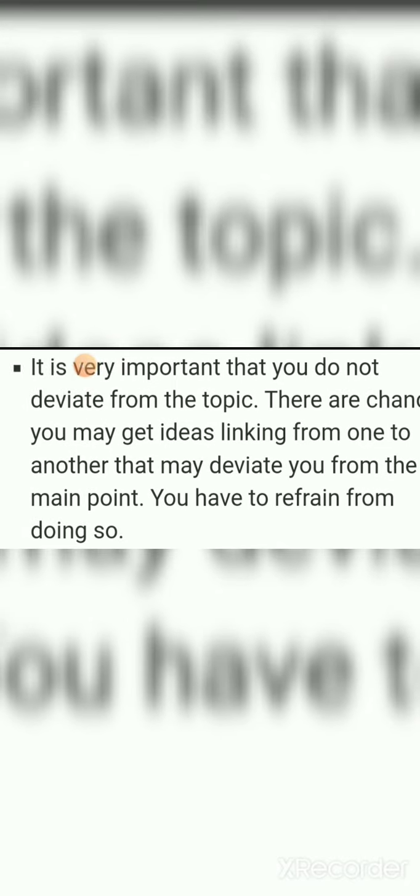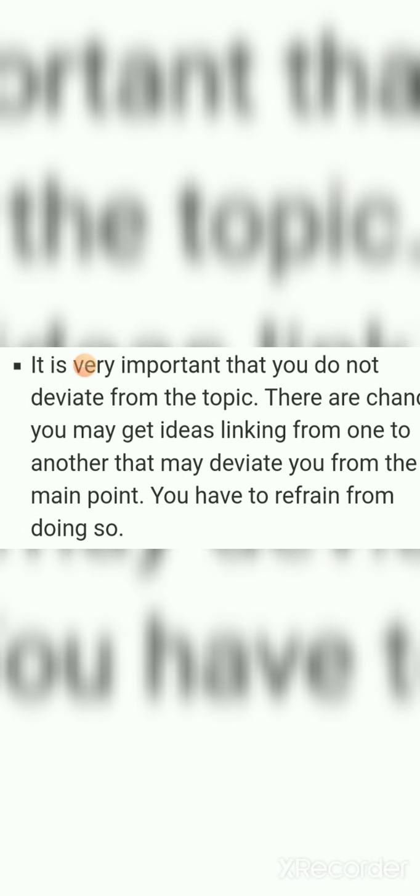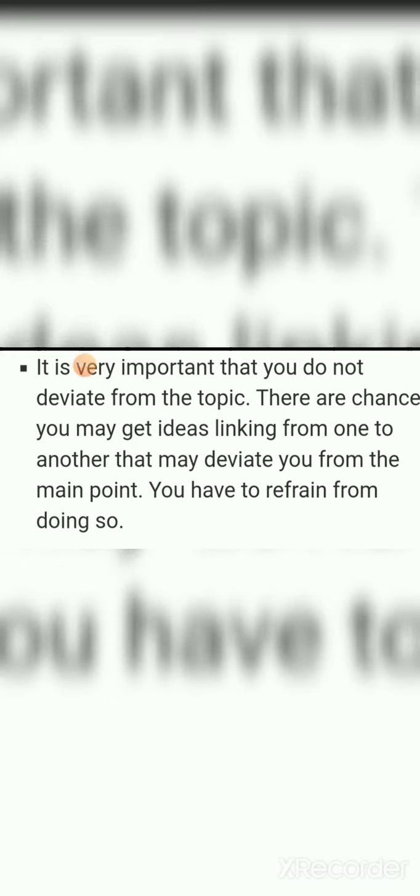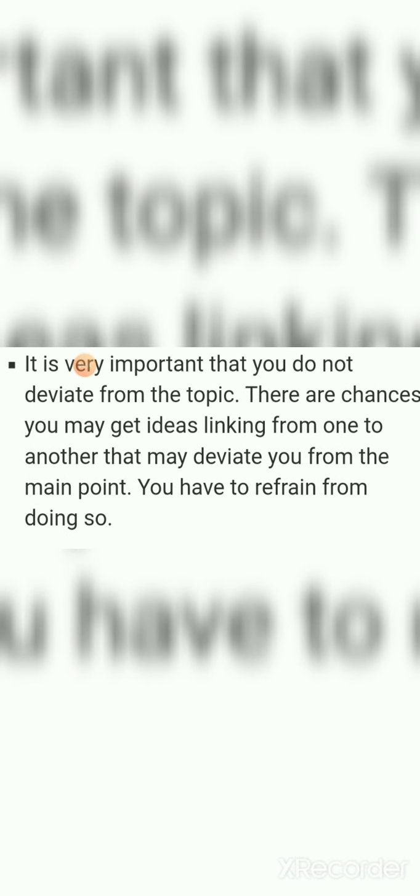Next rule, it is very important that you do not deviate from the topic, or get distracted from the topic. You should remain on beat. Off beat, you will lose your marks. You should not deviate from the topic. There are chances you may get ideas linking from one to another that may deviate you from the main point. You have to refrain, meaning stay away from doing so.